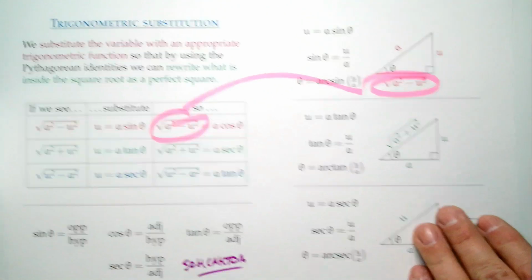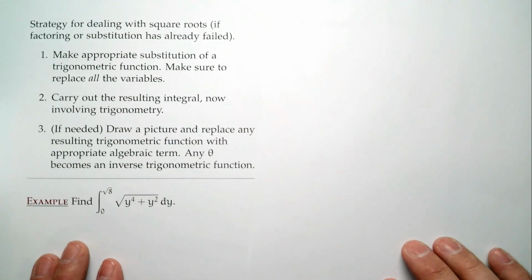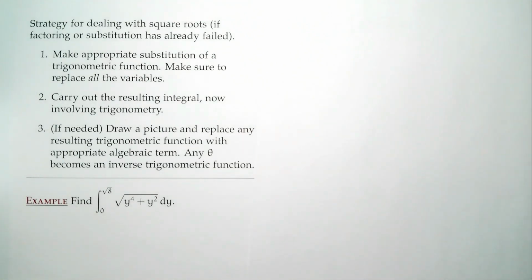So here we go. Let's start with some problems. So our general strategy. If factoring or substitution has failed, don't forget, you still have all these old wonderful tools. Lots of times when you have something inside a square root, it'll happen that things factor nicely. Lots of times it won't. You have to check. So look for factoring, look for substitution. If those have failed, then we move to making an appropriate substitution.